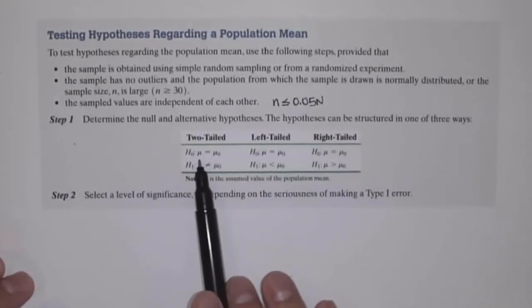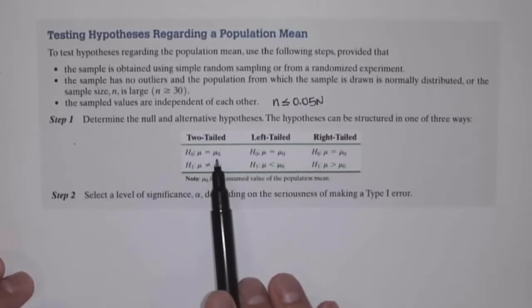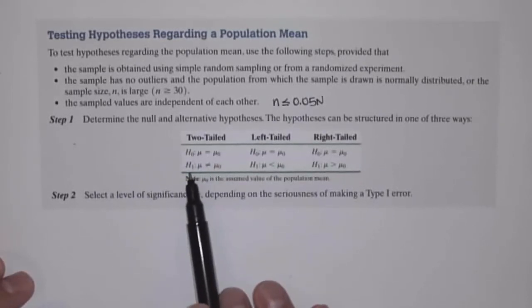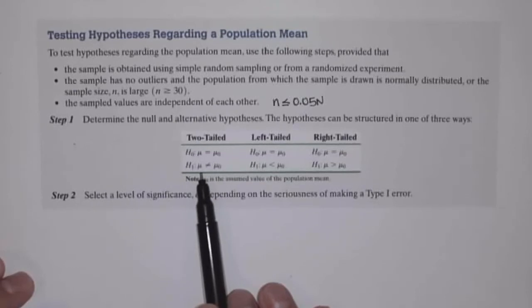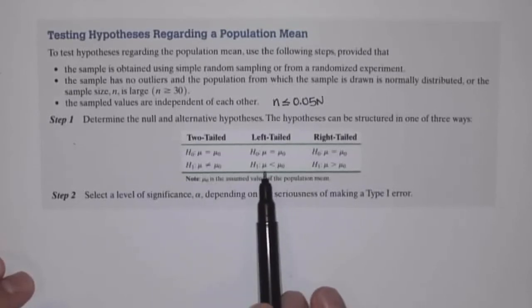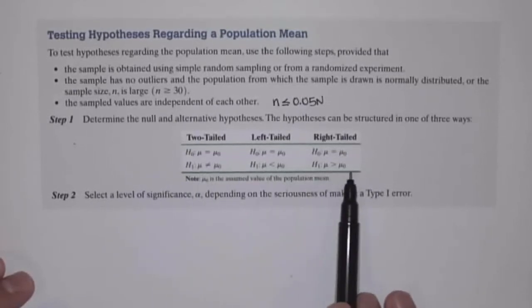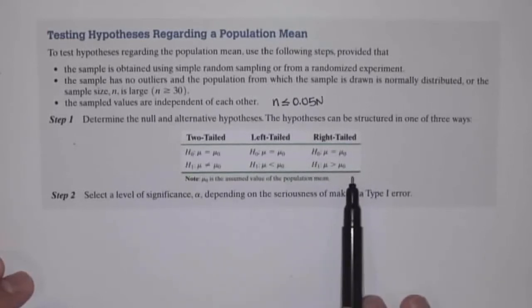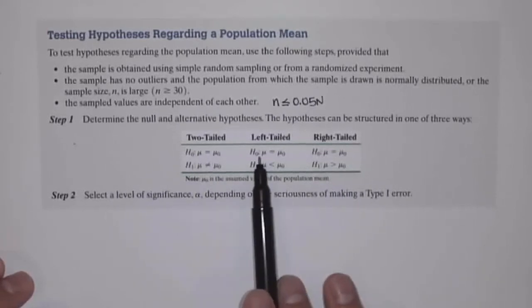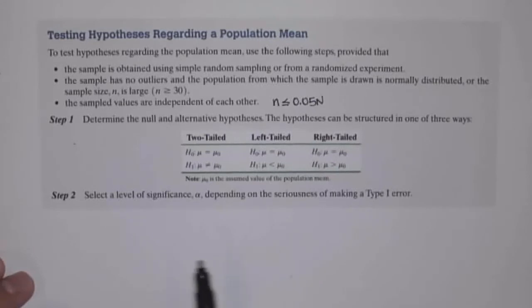The null hypothesis will be that mu equals some value, which we'll call mu naught. And then the alternative hypothesis will be mu is not equal to mu naught, mu is less than mu naught, or mu is greater than mu naught, depending on the scenario. And that'll result in either a two-tailed, a left-tailed, or a right-tailed test.